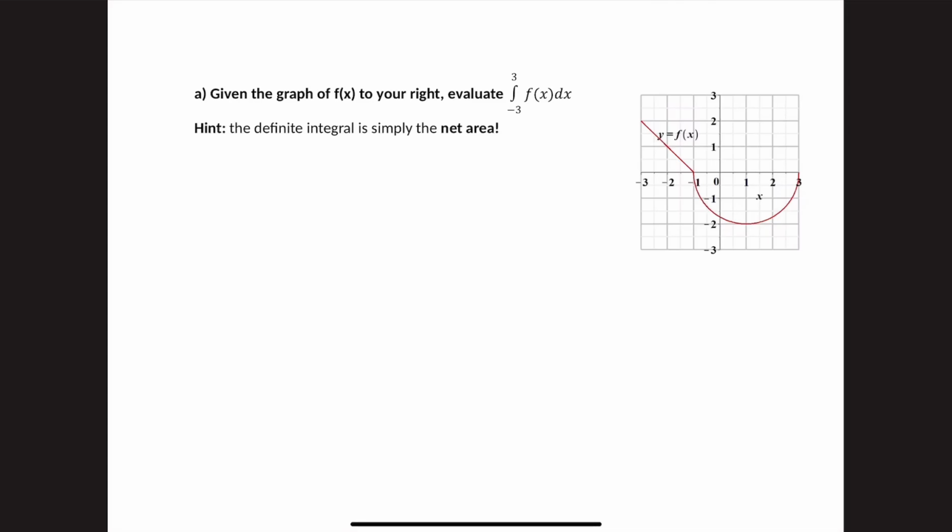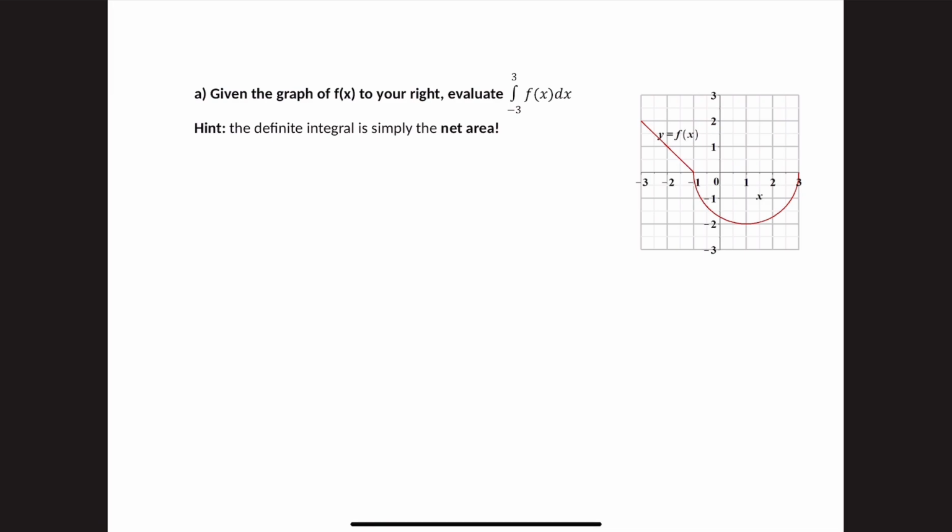In this video, we're going to go over how to evaluate the definite integral of a function given only its graph. In part A, it says given the graph of f of x to your right, evaluate the definite integral from -3 to 3 of f of x dx. Now, one thing you should recall is that the definite integral is just the net area.